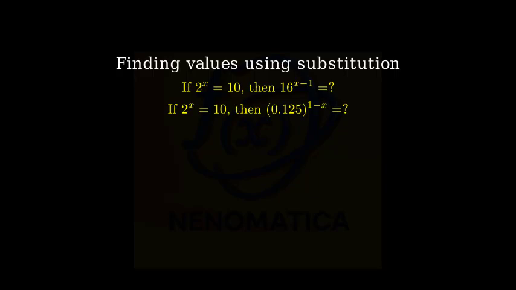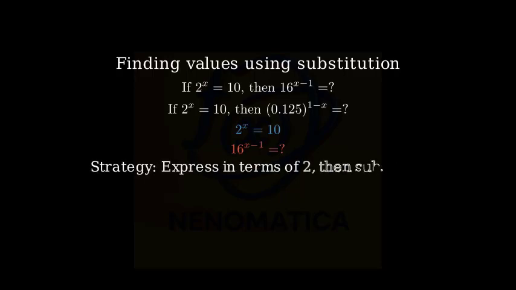Let's focus on our first problem. We know that 2 raised to the power of x equals 10, and we want to find the value of 16 to the power of x minus 1. Our approach will be to rewrite the target expression in terms of powers of 2, then substitute what we know about 2 to the power of x. Let's get started by working through this systematically. Let's start solving our first problem.